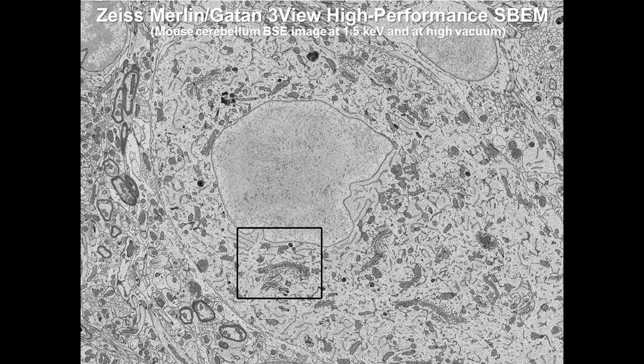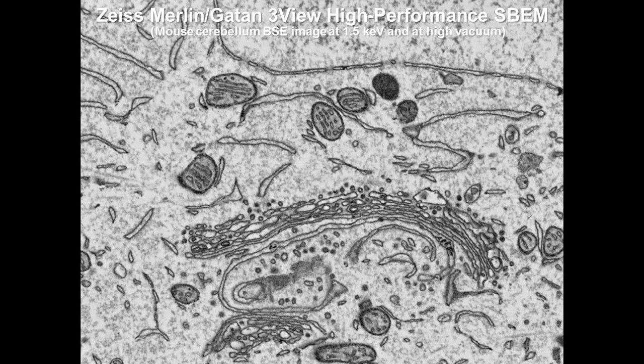This is a block face image of mouse cerebellum, imaged with a Merlin at 1.5 kV and at high vacuum. We can see this large Purkinje cell neuron, and if we zoom up on this boxed region, which you can see here, we can see the excellent detail that is resolved. This is a portion of the Golgi apparatus that we see down here, and we can actually see individual nuclear pores up here in the nuclear envelope. Very nice.